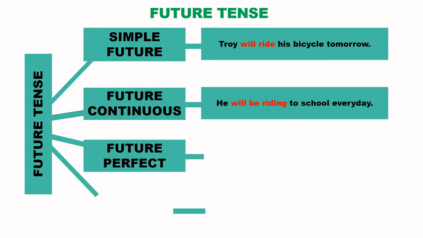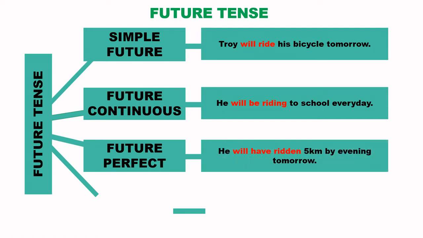Another form is future perfect. Future perfect describes action completed at some time in the future. For example, he will have ridden 5 kilometers by evening tomorrow.